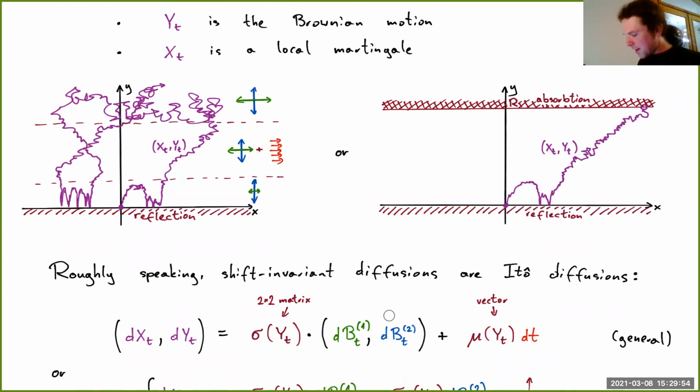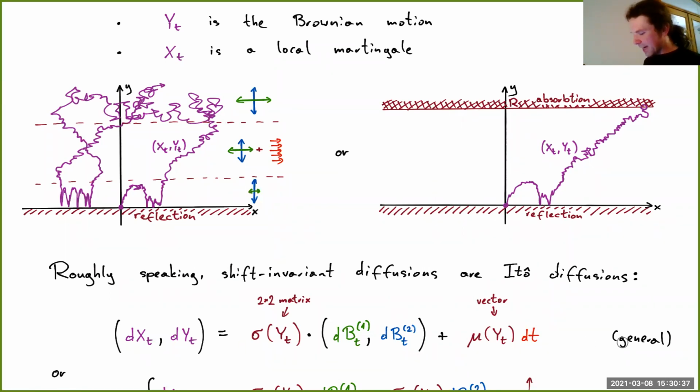So if you like Ito calculus, then you can think that essentially shift invariant diffusions are Ito diffusions with coefficients that only depend on the vertical coordinate, but not on the horizontal coordinate. Okay, so the Ito differential of our process is some matrix that may depend on Y_t times the two-dimensional Brownian motion, plus some vector that again may depend on Y_t times dt. Okay, so that's the diffusion coefficient, the local martingale part, and that corresponds to the drift.